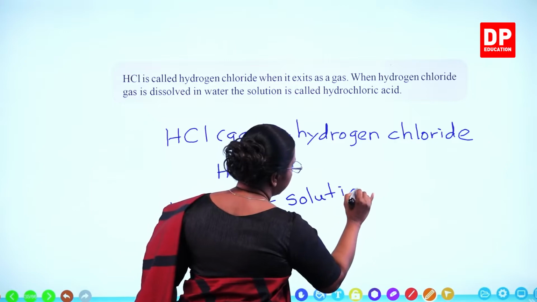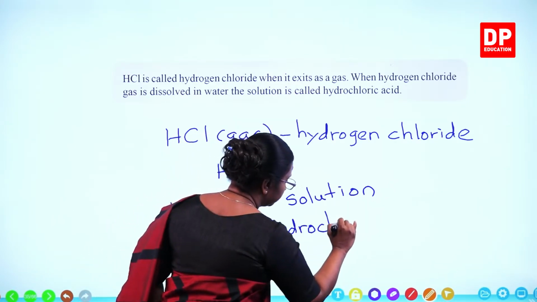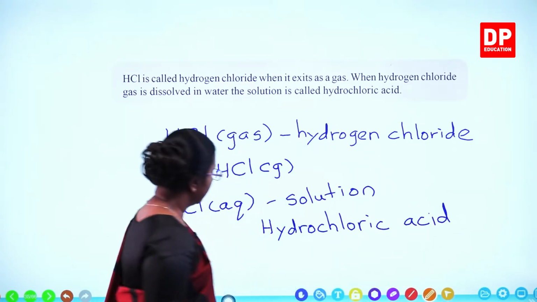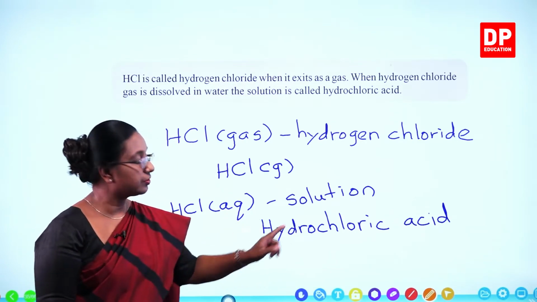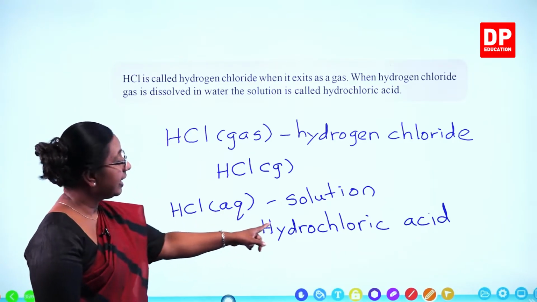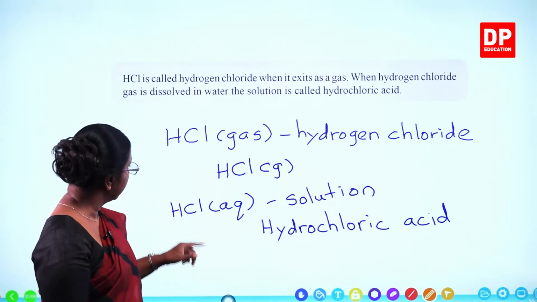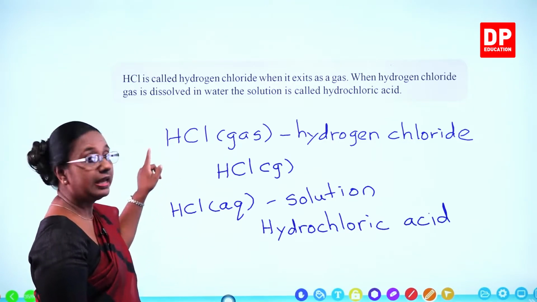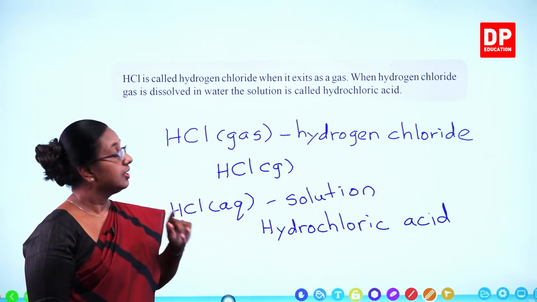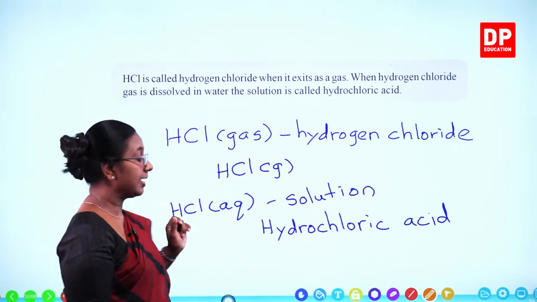Solution is called hydrochloric acid. HCl solution is called hydrochloric acid. So, gaseous state, we call it hydrogen chloride. Aqueous state or the solution state, we call it hydrochloric acid. But the chemical formulae, it's the same, HCl and here also HCl. Is that okay, students? So, with that, I will move on to the next slide.